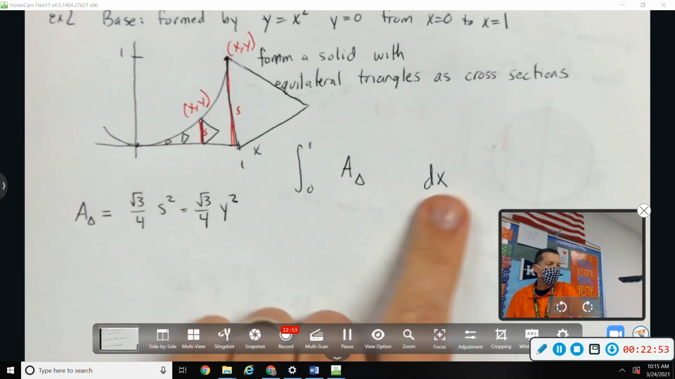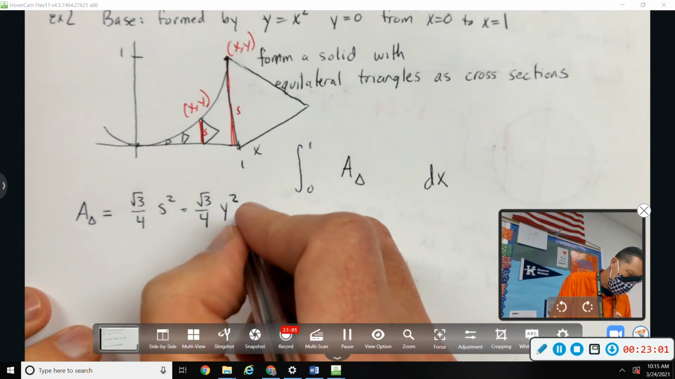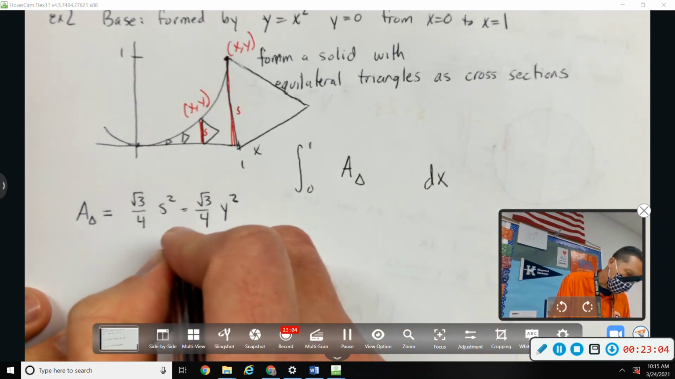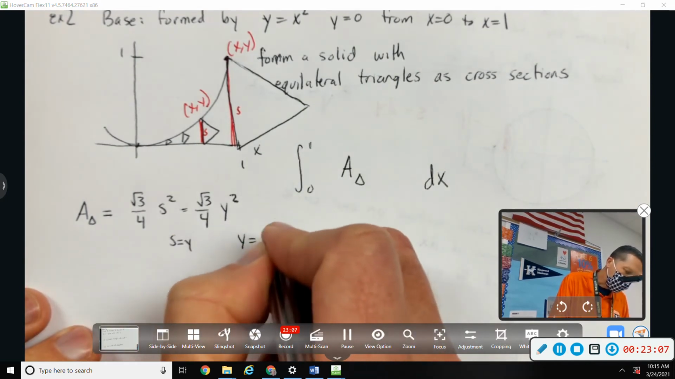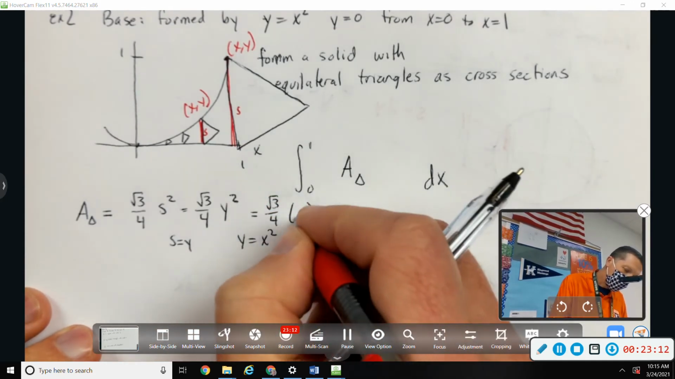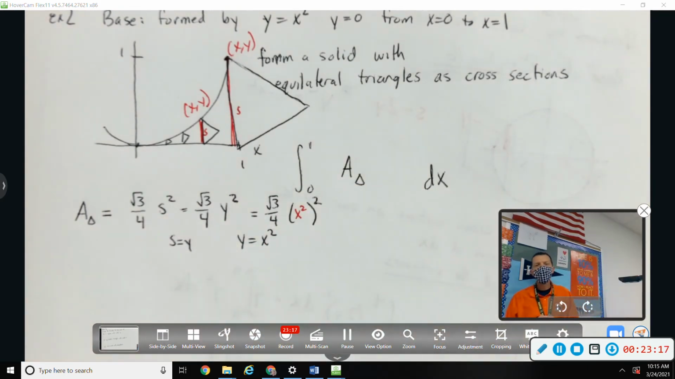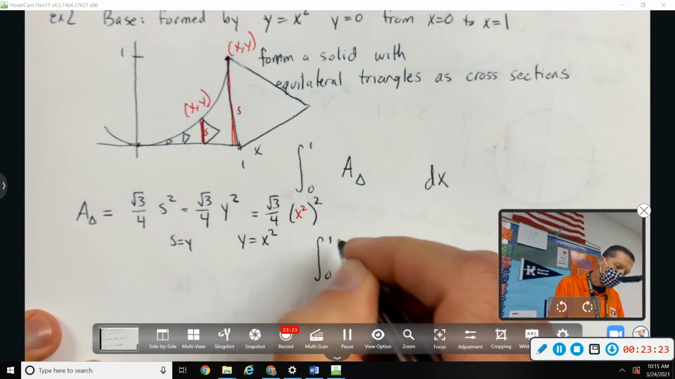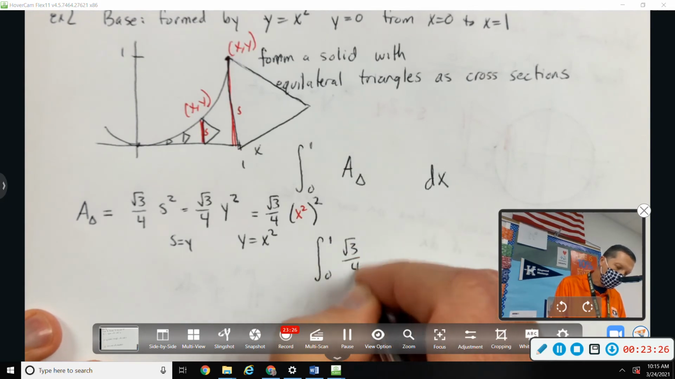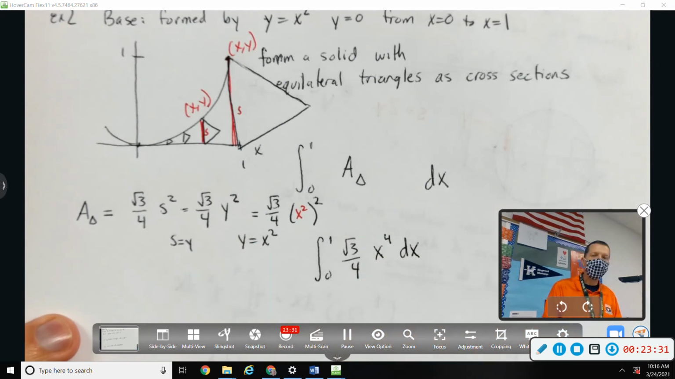using. But if I'm slicing with dx, I don't want to put a y in there. So what's y equal to? X squared. So s equals y. But y equals x squared. So root 3 over 4 times x squared squared. So from 0 to 1, root 3 over 4, which could go outside the integral, x to the 4th dx.